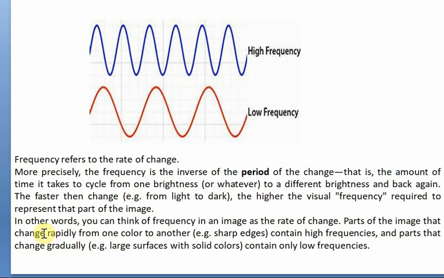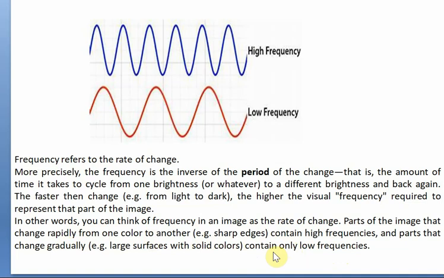Parts of the image that change rapidly from one color to another contain high frequency, and parts that change gradually contain only low frequency. Observe these two here. What is the general meaning here? Tell me. High frequency, low frequency. Consider these two levels. Frequency is rate of change.